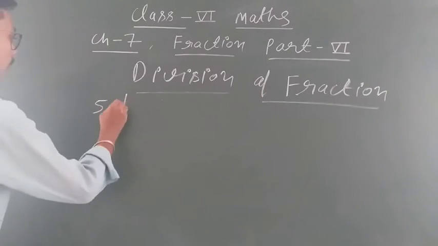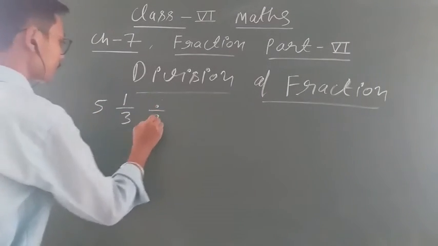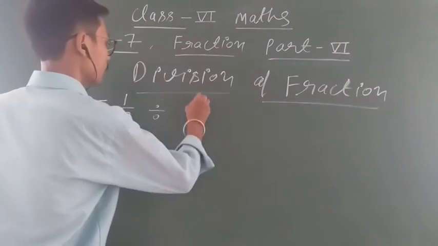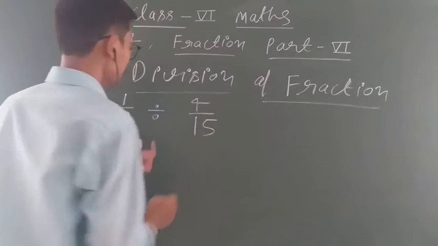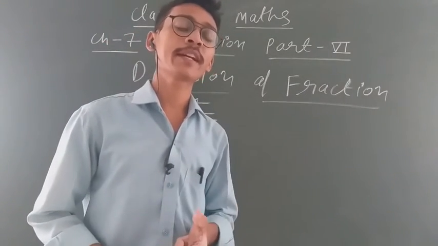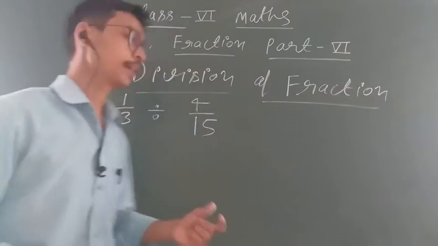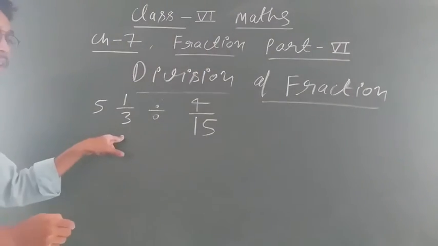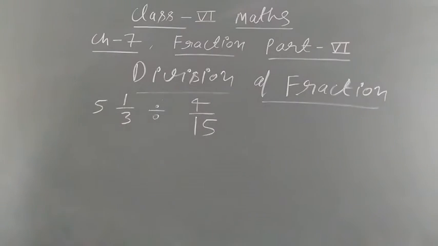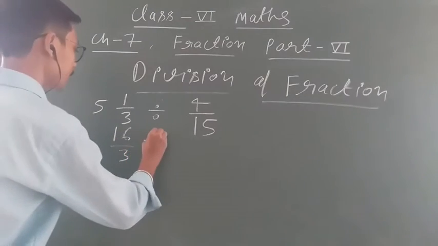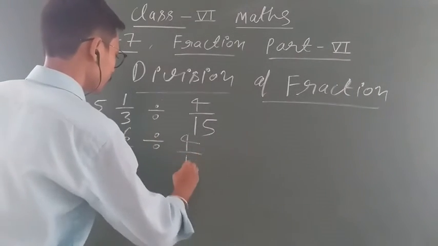5 whole 1 upon 3 divided by 4 upon 15. This also always applies when the divide sign is given, students. But some students will do the same as multiplication. No, students. In multiplication you can directly multiply numerator and denominator, but in division we have to look carefully. First you will convert this one. Okay students, it will become 16 upon 3 divided by 4 upon 15.